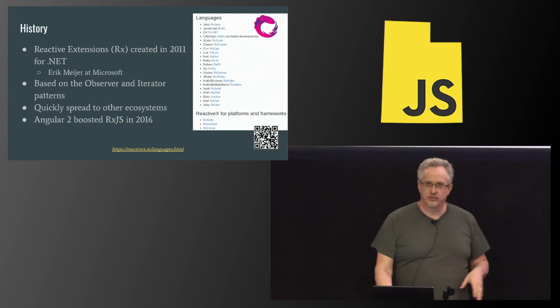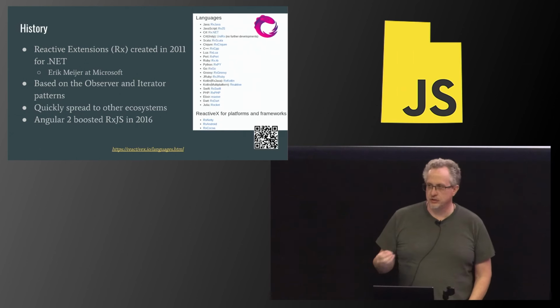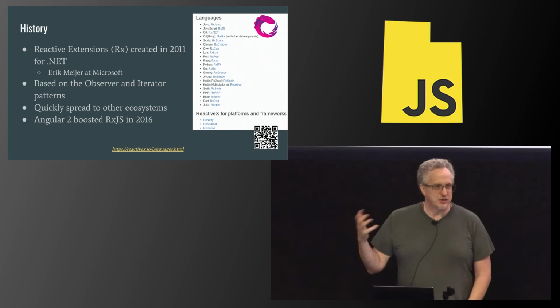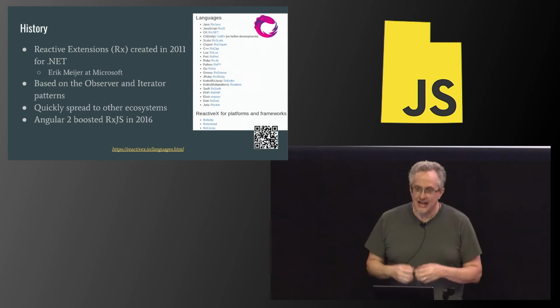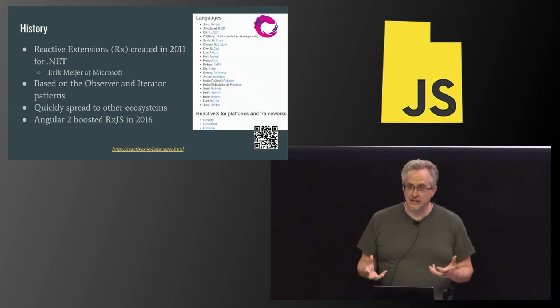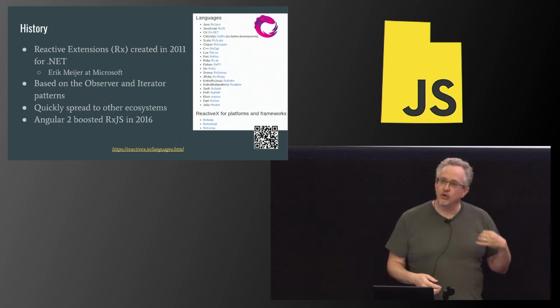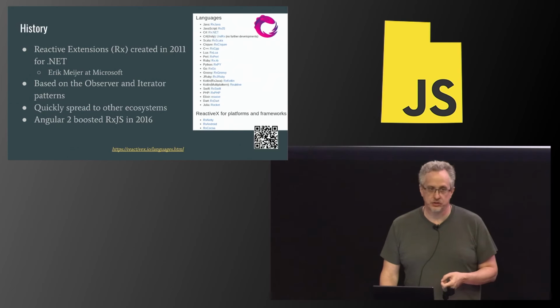The history of observables is that the idea was created at Microsoft in 2011 for use in .NET in a project called Reactive Extensions. It's based on the Gang of Four patterns of observer and iterator combined together. It was so successful that it quickly got adopted in a whole bunch of different ecosystems, which you can see on the left. The important one for us is the second one on that list, RxJS. It was used somewhat in our community, but it got a lot more attention when Angular adopted it for Angular 2 in 2016.